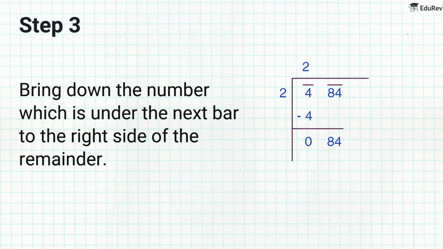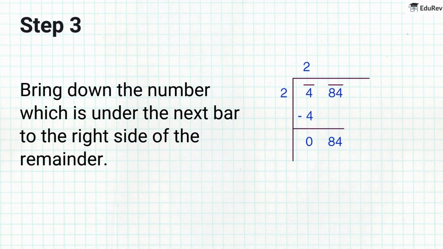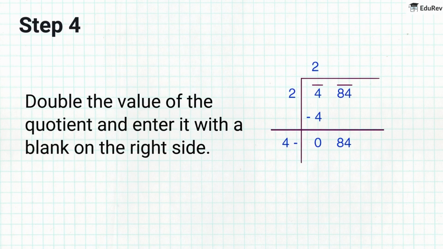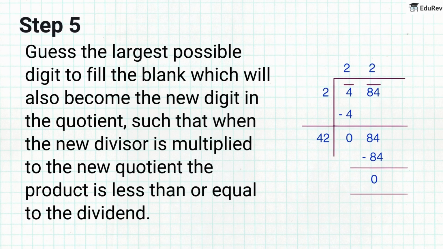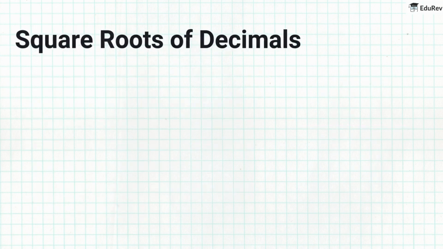Then, we bring down the number under the next bar to the right side of the remainder. Now, double the value of the quotient and enter it with a blank on the right side. Guess the largest possible digit to fill the blank, such that when the new divisor is multiplied by the new quotient, the product is less than or equal to the dividend. Finally, let's talk about square roots of decimals.